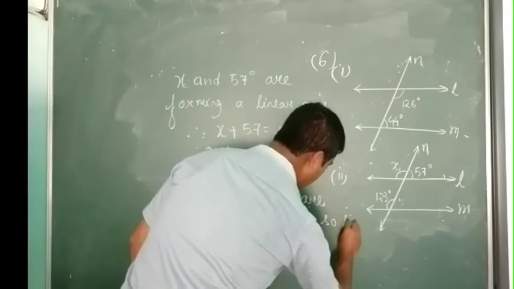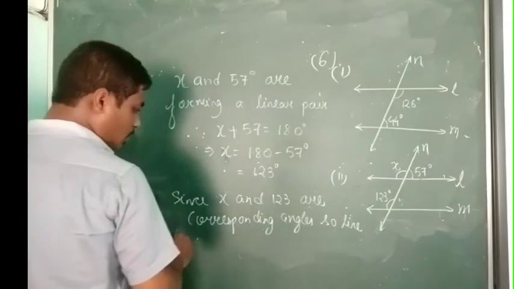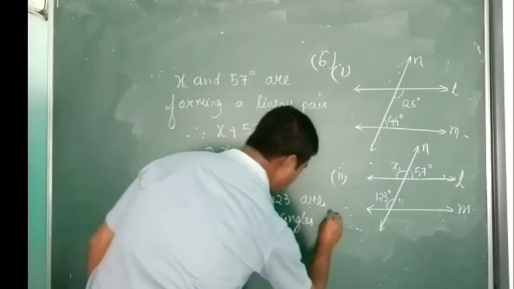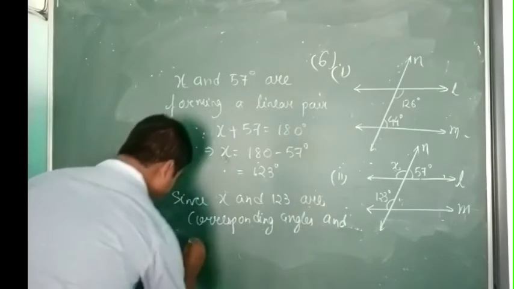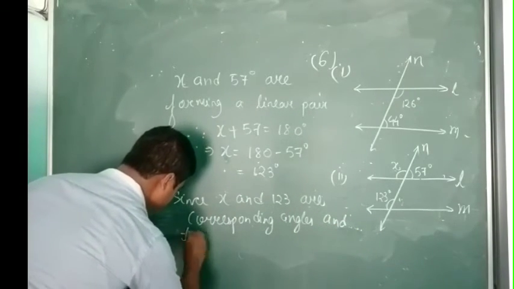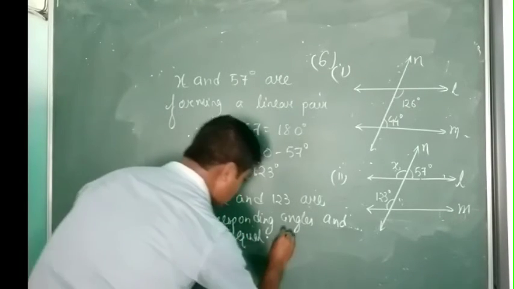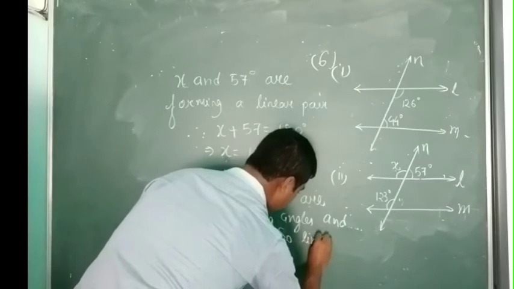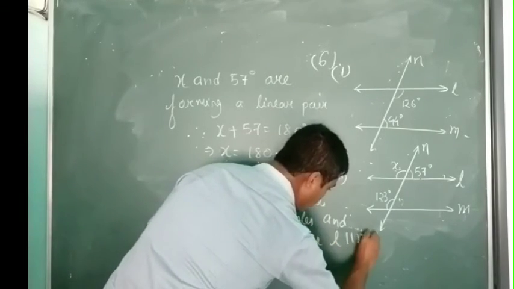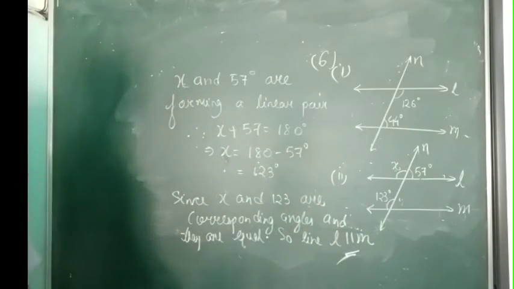So the corresponding angles are equal, so line L is parallel to line M. So this is our question number 2.